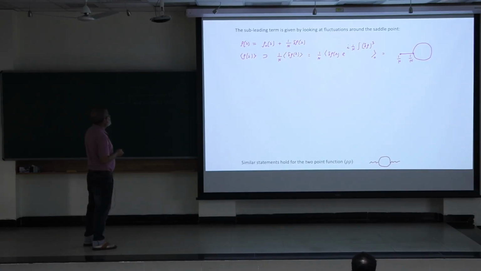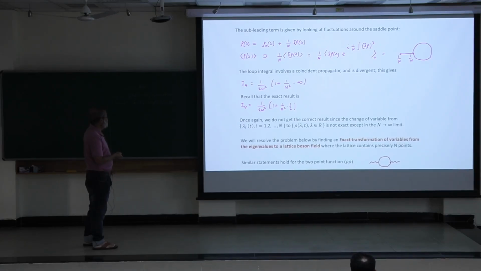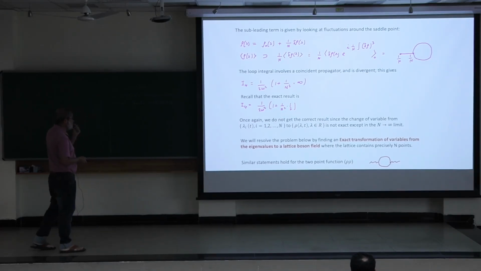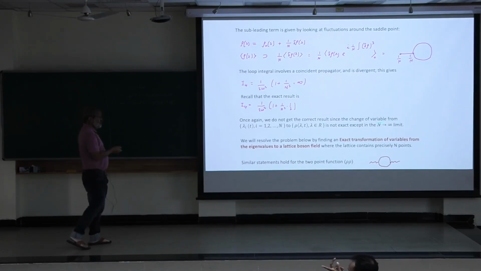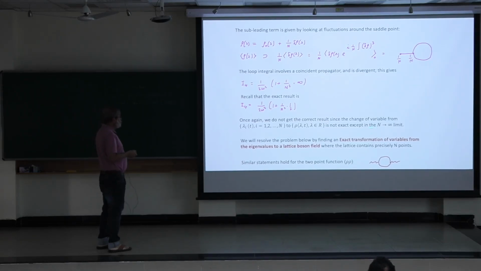Now the subleading term. I don't have time, but this is a cubic theory, and I'm looking for a one-point function. So clearly it looks like this tadpole, and it's divergent. Here it is, and the exact result was this. So we don't get it. Once again we do not get it. So it's not exact except in the n going to infinity limit. If you want the subleading term, okay.